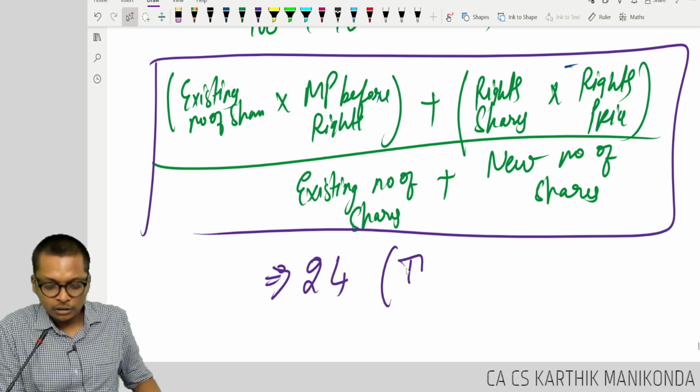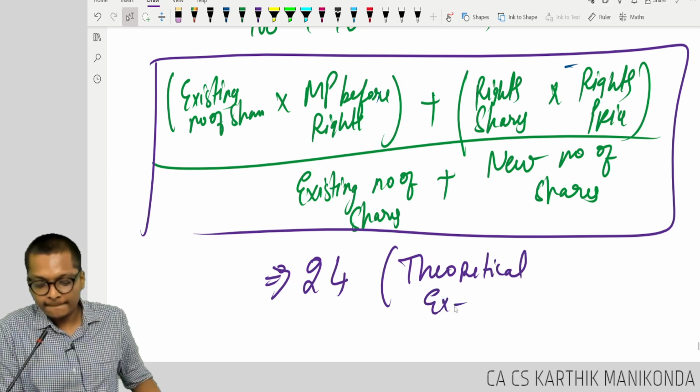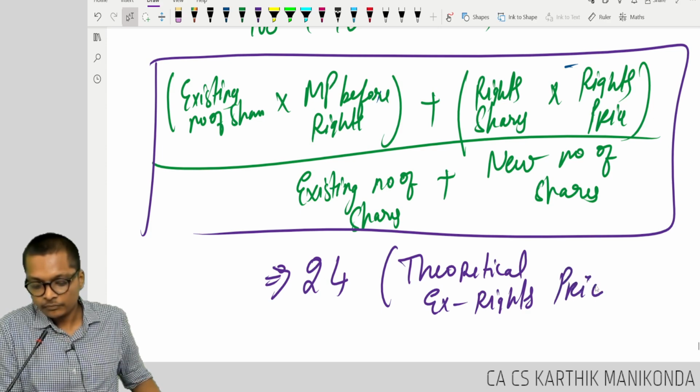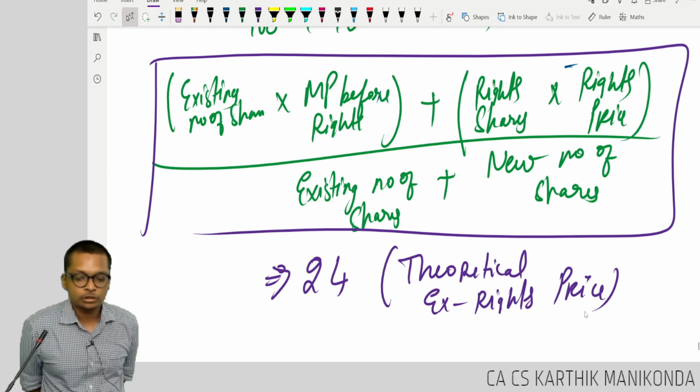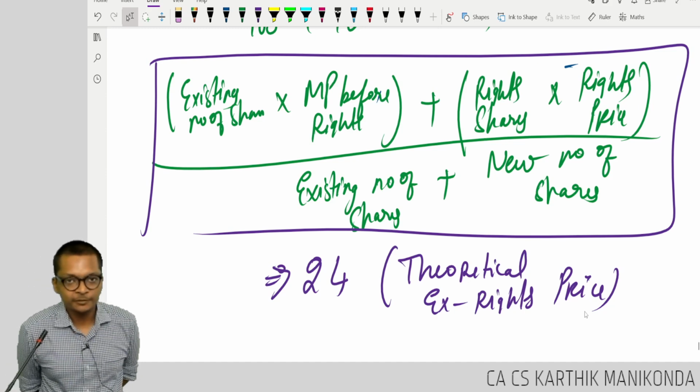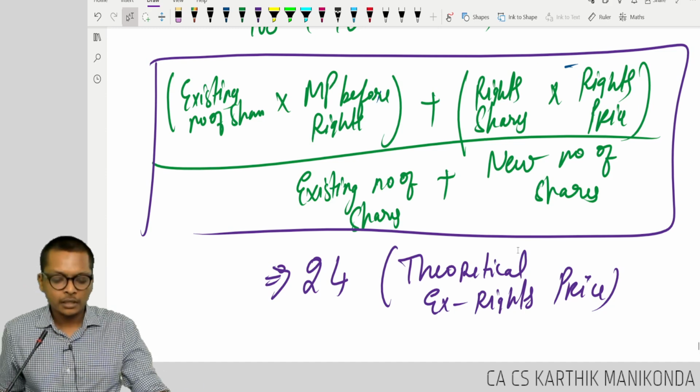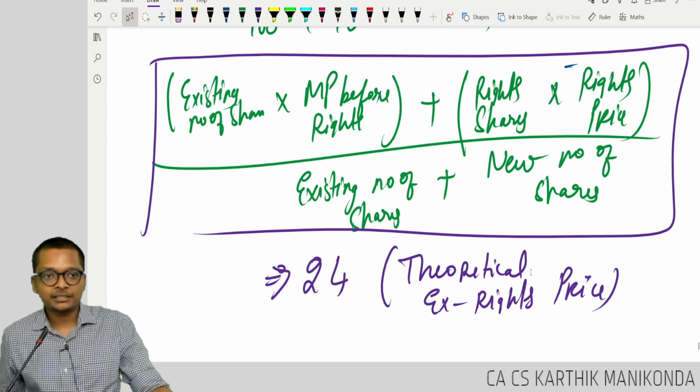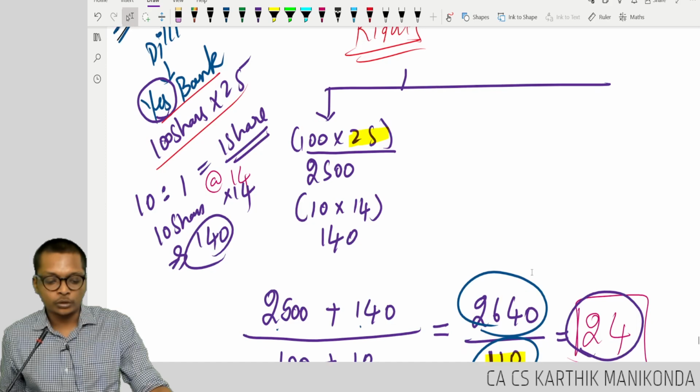So this is called theoretical ex rights price. It's called theoretical ex rights price. Don't mug up the equation. Following till here, guys. Let's go back to the story.